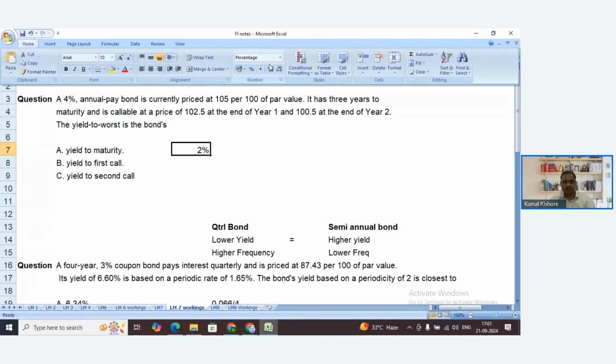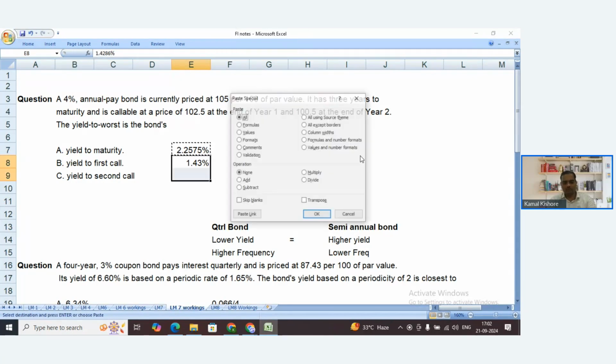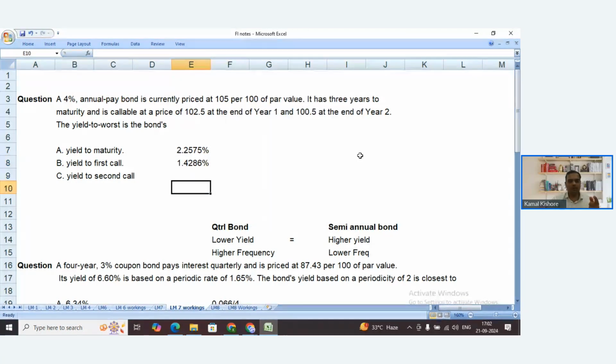If I know the answer, it will not be effective. Only when I do not know the answer can we have a good discussion. Then the yield to first call is how much? 1.4286. Everyone got this number? Then 6846. Okay, so what is the confusion now?